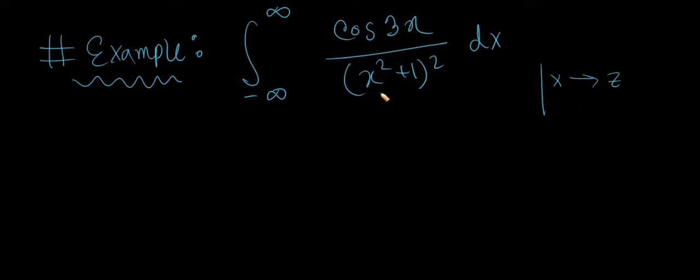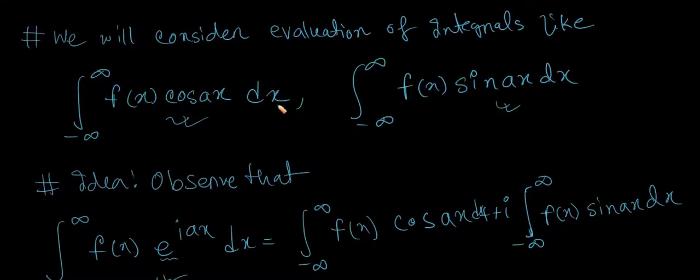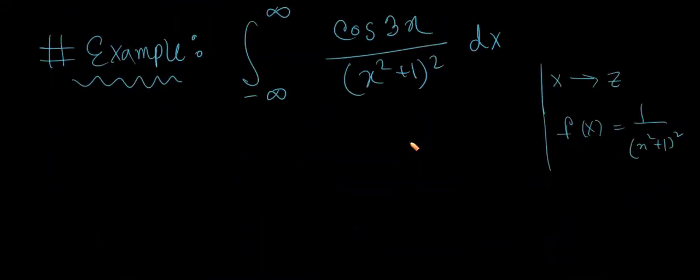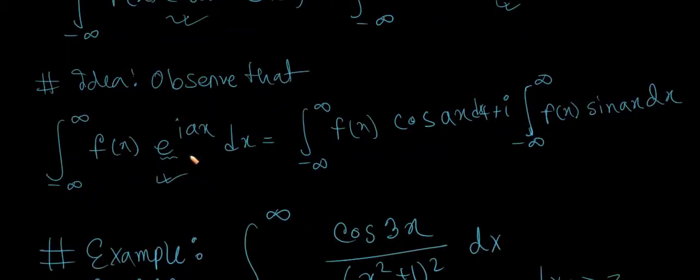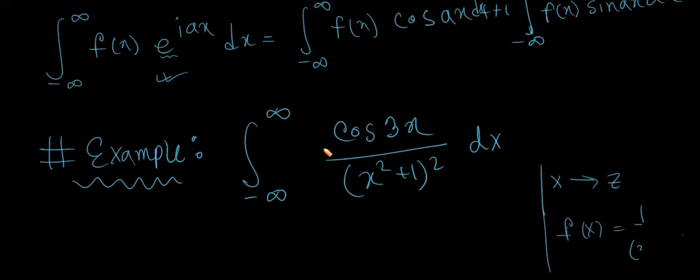And since this 1 upon x squared plus 1 can be considered as an f of x thing, we can see that this has the same structure as before: a function multiplied with a cosine. So instead of cosine, we are going to consider an exponential like this. Here we had cosine of ax, and here we had e to the power i ax, and in this case a will be 3. Instead of writing x, we are going to write z, because we are promoting our real variable to the complex variable.